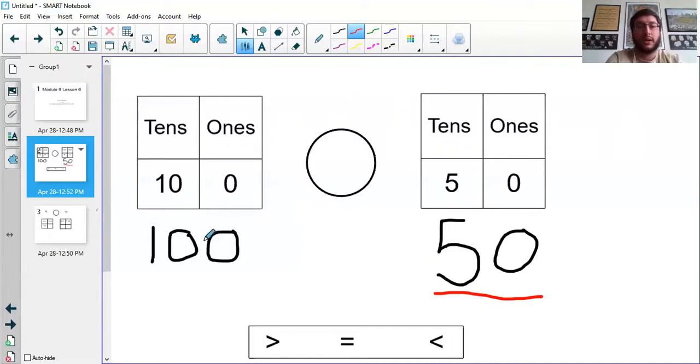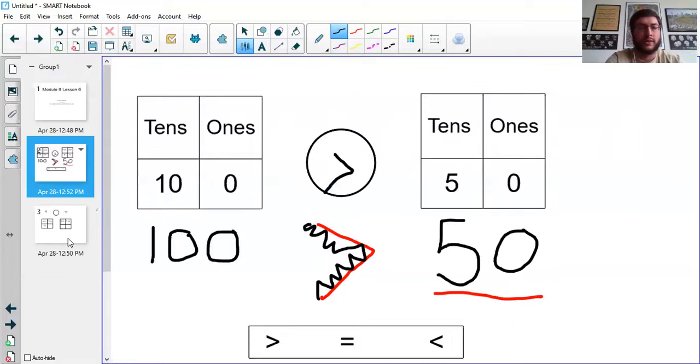But when we are comparing numbers, we always refer to the number over here first. So on the left, we have the number 100, and we know that that number is greater than 50. So a trick to remember the sign is that it points to the number that is less than. And if you remember, that hungry alligator mouth always wants to eat the bigger number. So this reads 100 is greater than 50.